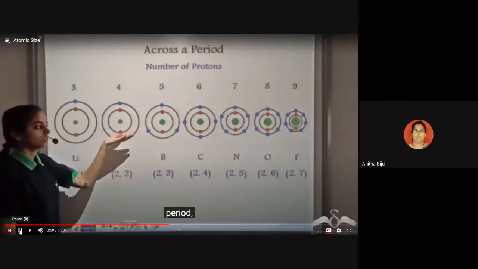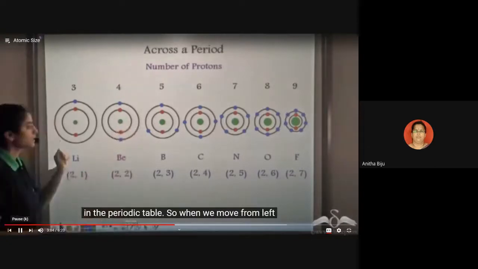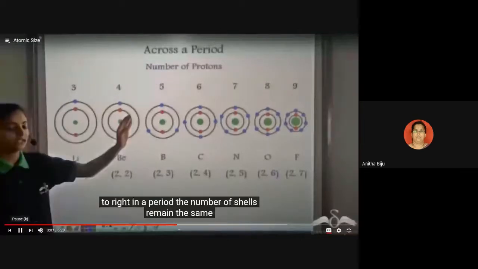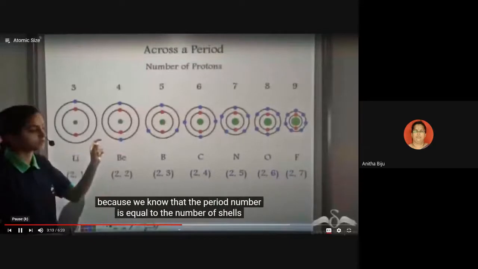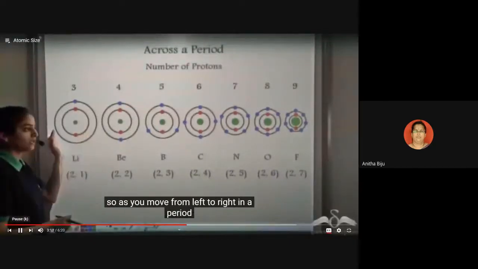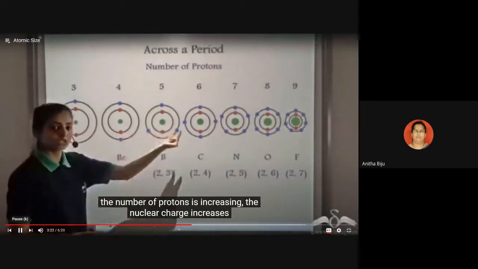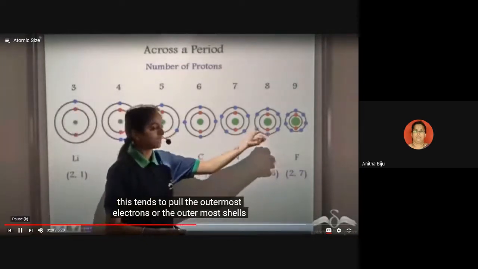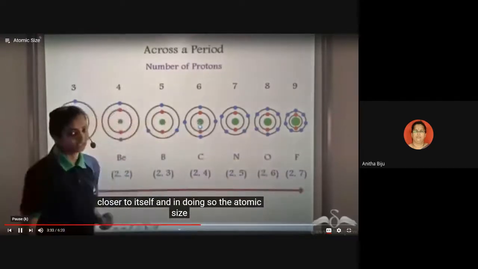The variation in the atomic size is true for all the periods in the periodic table. When we move from left to right in a period, the number of shells remains the same because the period number is equal to the number of shells. So the second period has 2 shells. As we move from left to right, the number of protons is increasing, so the nuclear charge increases. This tends to pull the outermost electrons or the outermost shell closer to itself, and in doing so, the atomic size decreases.